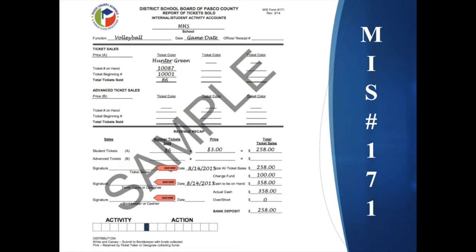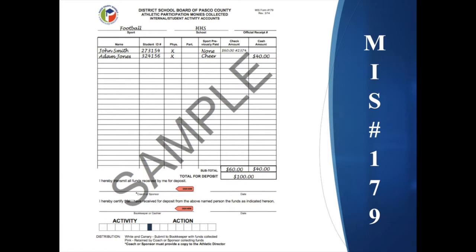MIS 171 is used for any event or fundraiser where tickets are sold and collected. This includes athletic games, dances, and carnivals. Your bookkeeper will give you this form with the corresponding roll of tickets. MIS 171 is to be completed and returned with the funds collected and any remaining tickets from the assigned roll. MIS 179 is used for students participating in any athletic activity involving a fee.